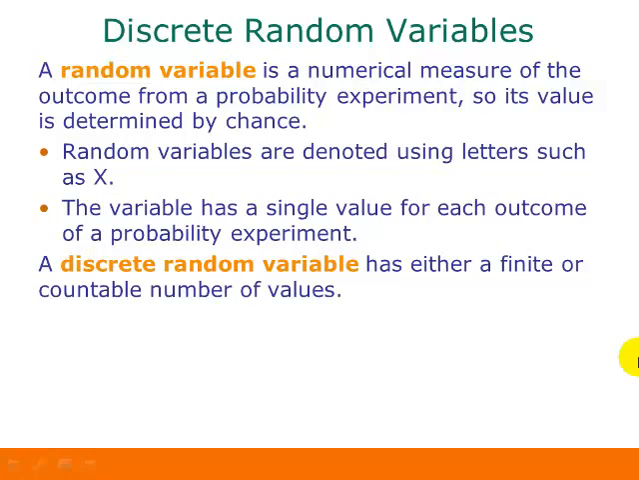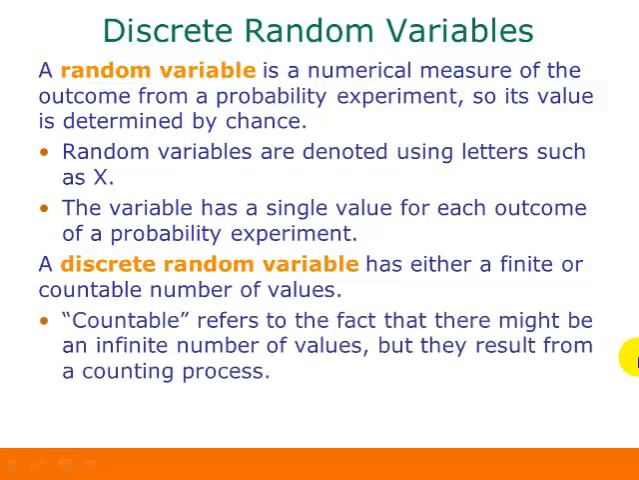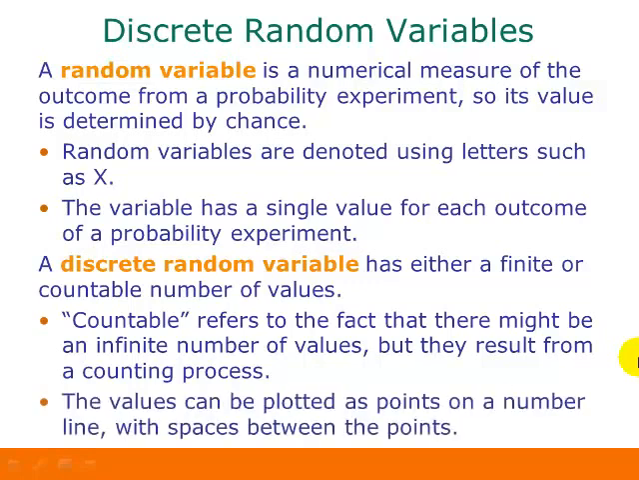Earlier in this class we talked about discrete data versus continuous data. We also have the same distinction with random variables. We can have discrete random variables and continuous random variables. So remember that discrete data talks about something being countable. Countable refers to the fact that there might be an infinite number of values, but they result from a counting process. The values can be plotted as points on a number line with spaces between the points. So remember, there are gaps between the values.